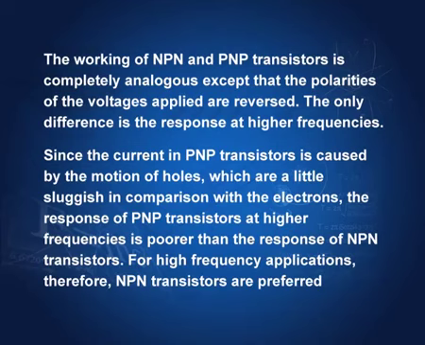As I have been saying all along, the working of NPN and PNP transistors is completely analogous, except that the polarities of the voltages applied are reversed. The only difference is the response at higher frequencies. Why? Since the current in a PNP transistor is caused by the motion of holes, which are a little sluggish in comparison with the electrons, the response of PNP transistors at higher frequencies is poorer than the response of NPN transistors.